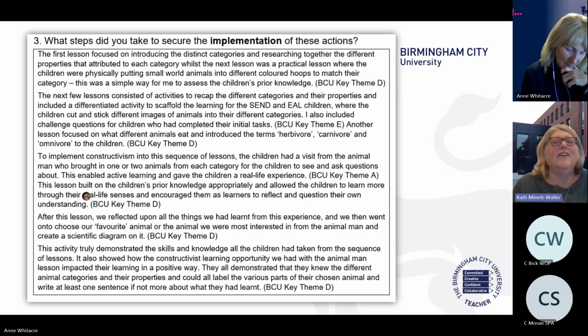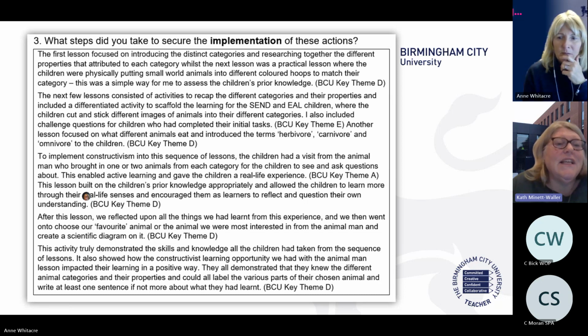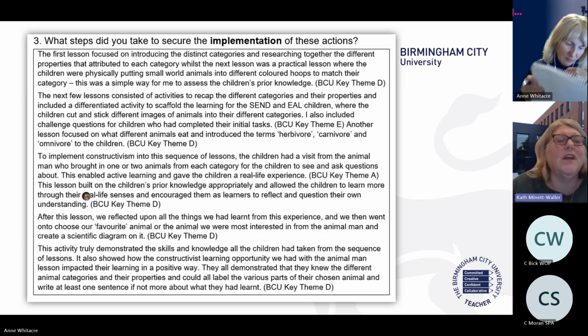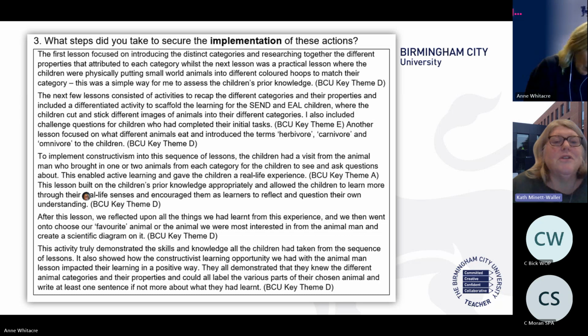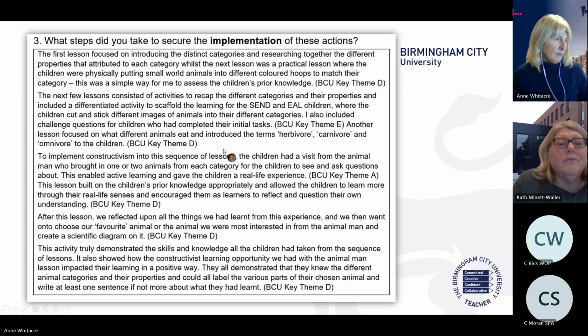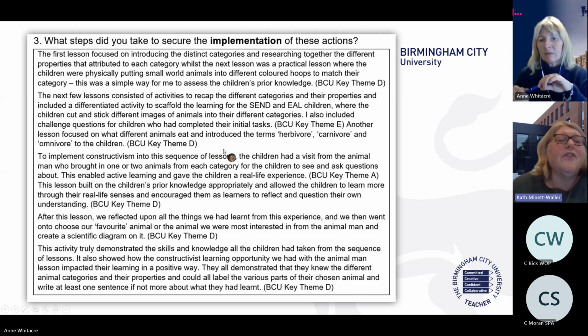And then obviously, if you can see through that as well, making reference to key theme D, children with special educational needs, and English as an additional language, so looking at the needs of a range of children within the classroom, and so making lots of reference there, subject knowledge, use of vocabulary.